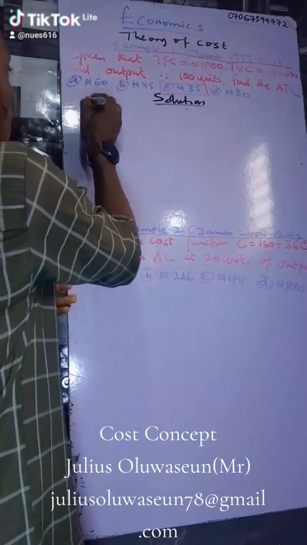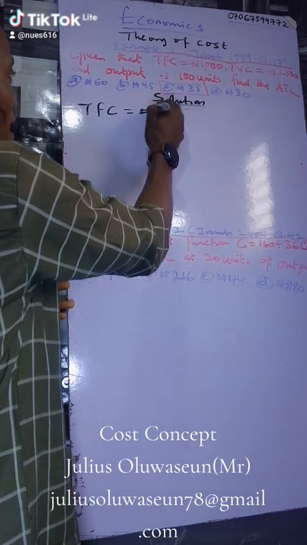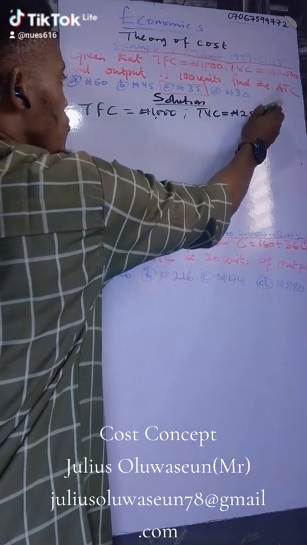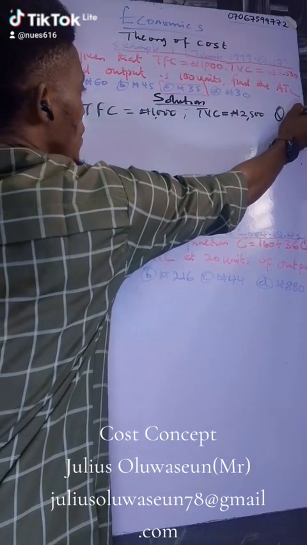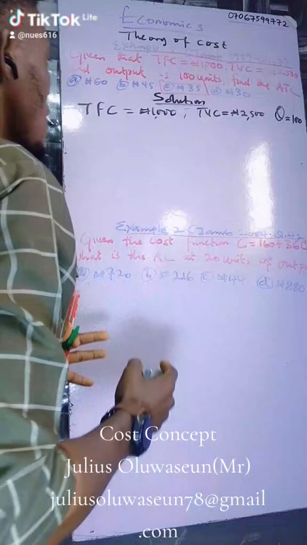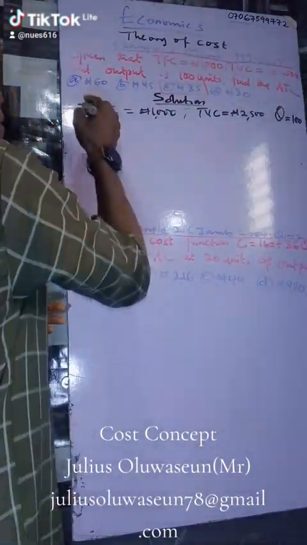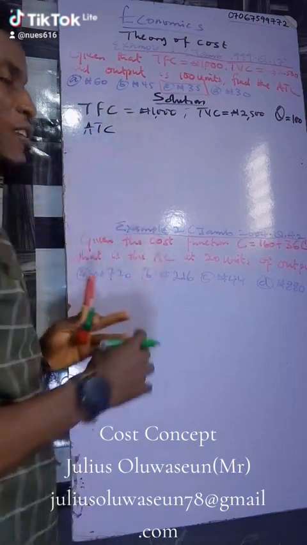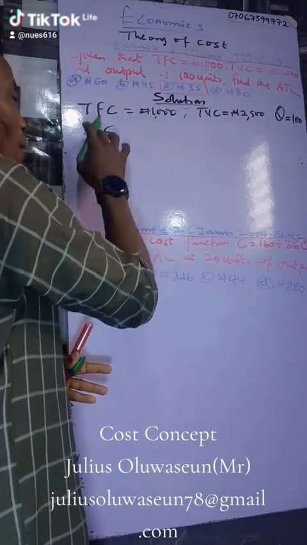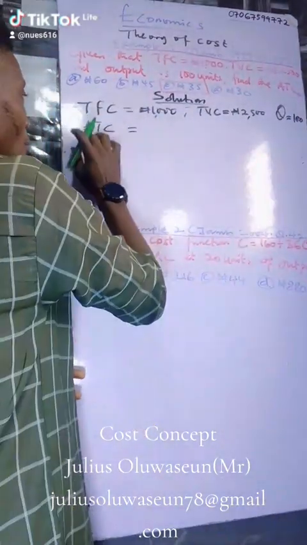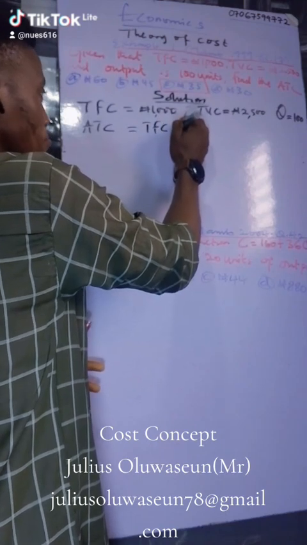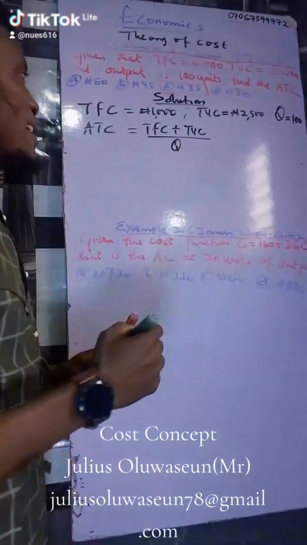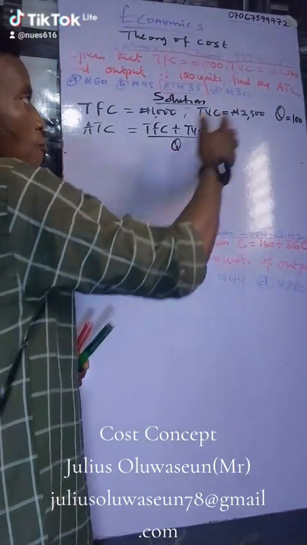Is that taken? Now here we go. We have our total fixed cost as 1,000 naira, our total variable cost as 2,500 naira, and our Q for output, which is 100 units. We are asked to look for our average total cost. In my previous class, I said that our average total cost is a function of total fixed cost plus total variable cost, all over Q, which is output. We have been given the value of our output to be 100 units.